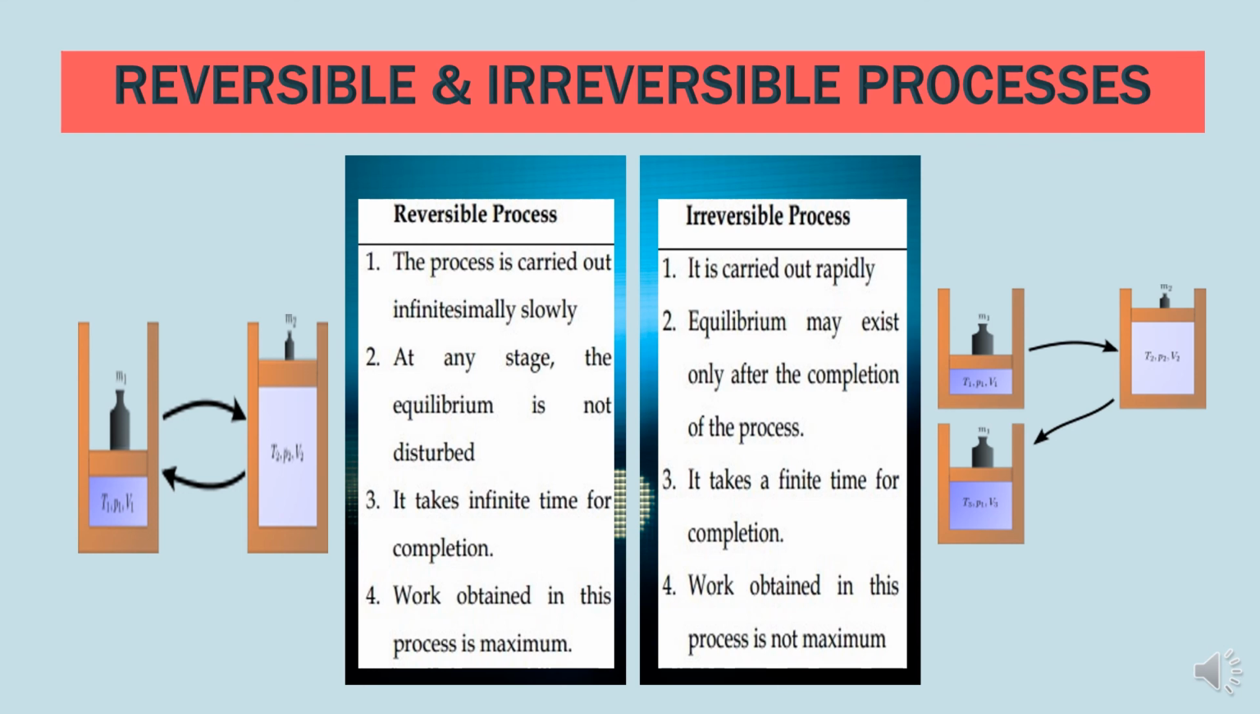irreversible processes, and equilibrium exists only after the completion of the process. In an irreversible process, equilibrium does not come after every stage, rather it may be achieved only after the completion of the process. An irreversible process takes a finite time for completion, but the work obtained in this process is not maximum as compared to the reversible process. But all the processes taking place in our surroundings are generally irreversible processes.